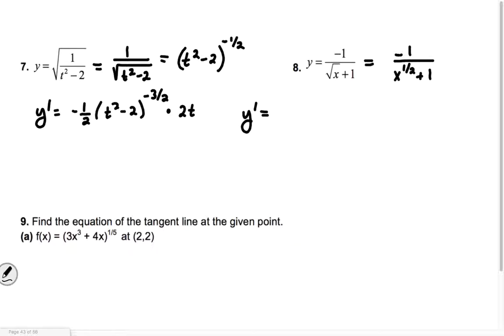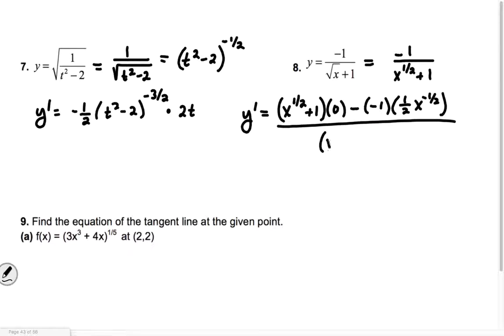So there's lots of different ways you can do these. You don't have to do it this way. So let's do quotient rule. So the quotient rule says our low, x to the 1/2 plus 1, d high. So what's the derivative of the high? 0, yeah. Minus high is negative 1. D low is 1/2 x to the negative 1/2. And then all over the square of what's below.